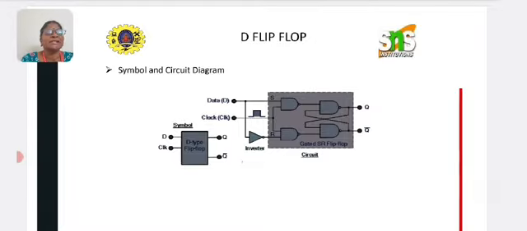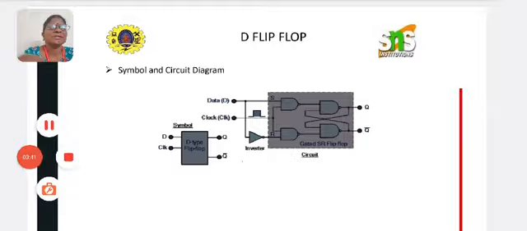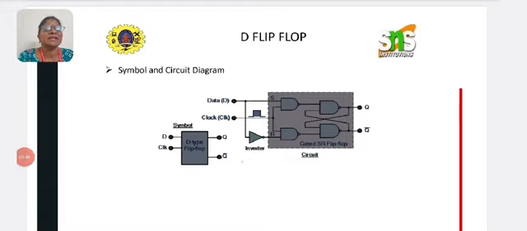In the two input NAND gates, one of the inputs are connected together and a common clock pulse is given. In the remaining inputs, we give the D input to one gate, and for another gate we give the complement of D input. Both circuits are connected to a cross-coupled circuit, that is an SR latch, where you have a cross-coupled connection: one output of a NAND gate is taken and given as an input to the other NAND gate.